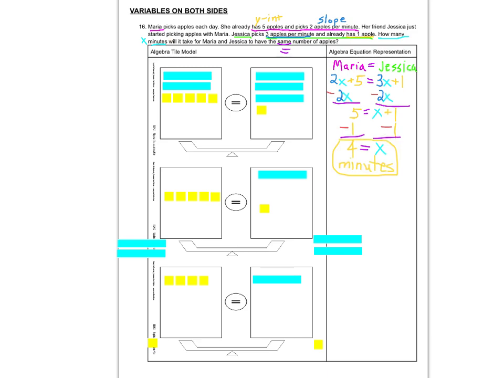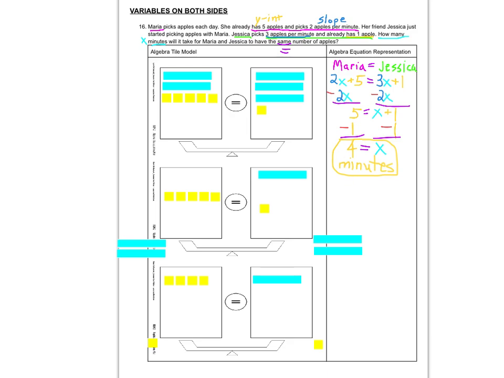This is how long it would take Maria and Jessica to have the same amount of apples. If I had asked you how many apples that would be, you would just do 4 in place of the x. So 2 times 4 is 8, plus 5 is 13. That means that Maria would have 13, and Jessica should also have 13 when I plug in 4. Double check. 3 times 4 is 12, plus 1 is 13. So this means they both would have 13 apples after 4 minutes, or at 4 minutes.